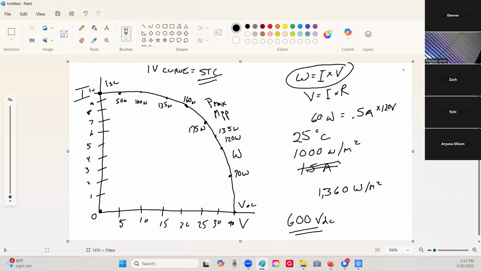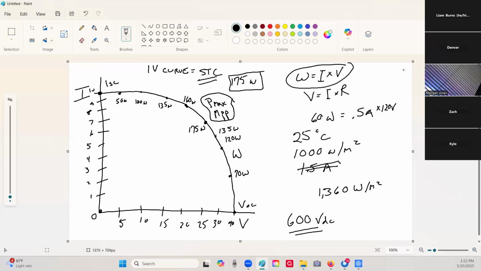All right, so this point, the Pmax, or the maximum power point. If this is being measured under STC and it's 175 watts, we would say that this is a 175 watt panel. So that's how we would refer to it. If you're going out and buying a 400 watt panel or a 350 watt panel, you're buying a panel that will generate 400 watts under standard test conditions at the maximum power point.